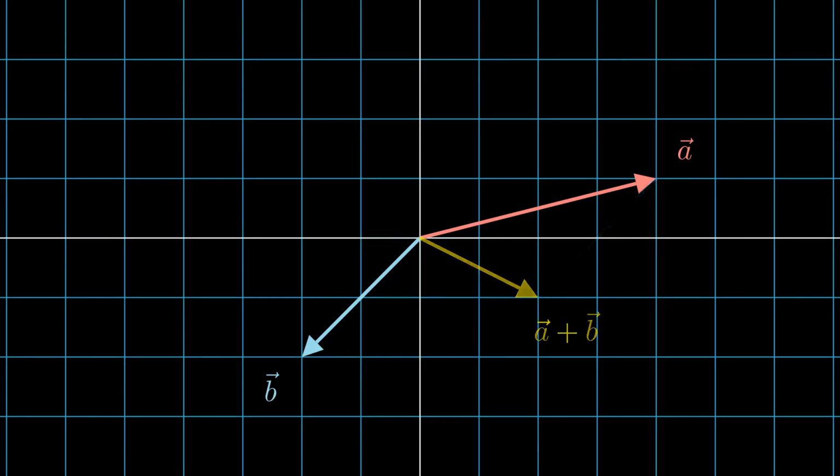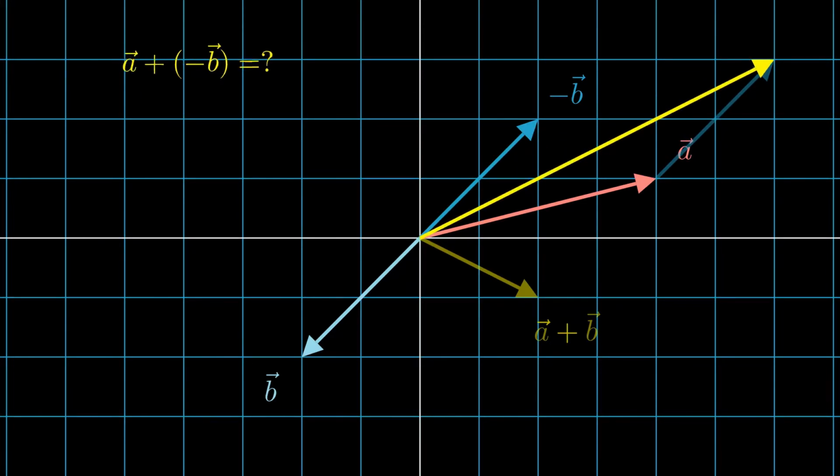What if we wanted to subtract these vectors? Well, mathematically, subtraction is just addition by a negative number. In this case, we have a negative vector, which simply means we flip the signs of each of its components, which has the effect of making a new vector of the same length, but pointing in the opposite direction. By adding a and negative b, either graphically or analytically, we can get the new vector a minus b.